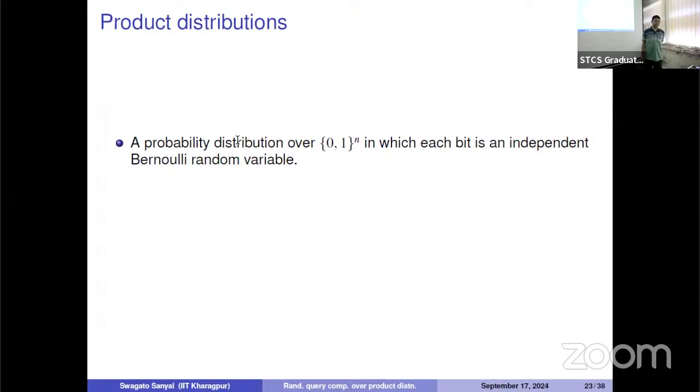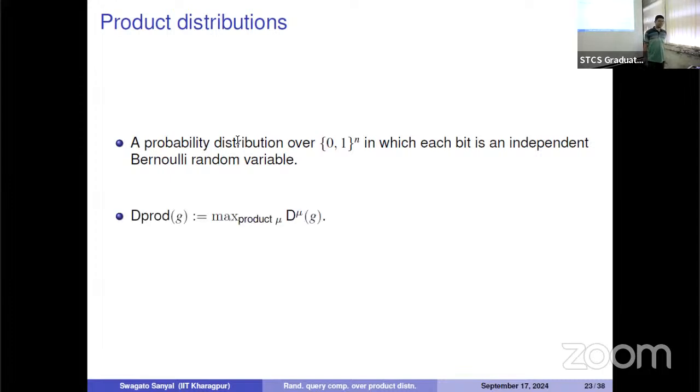Consider a probability distribution over {0,1}^n in which each bit is an independent Bernoulli random variable. So each bit is independently distributed. Such a distribution is called a product distribution. For example, the first bit is 1 with probability 3/4 and 0 with probability 1/4. The second bit is 1 with probability 2/3 and 0 with probability 1/3, and so on, independently of the first.